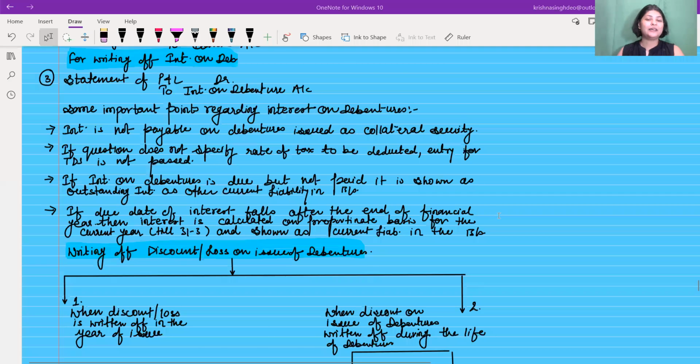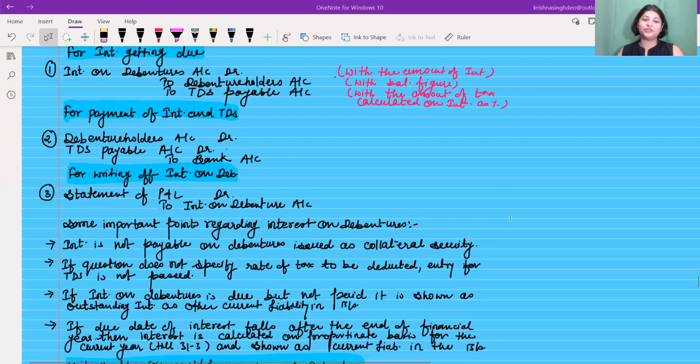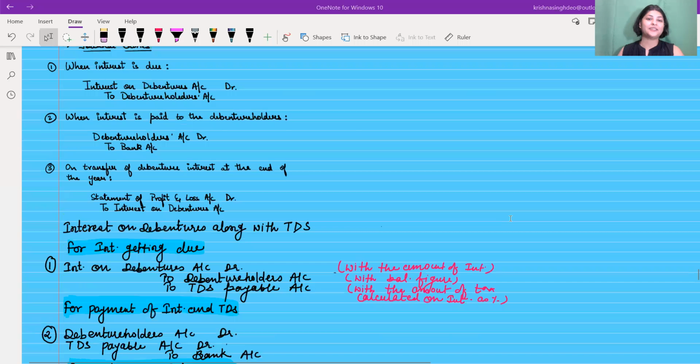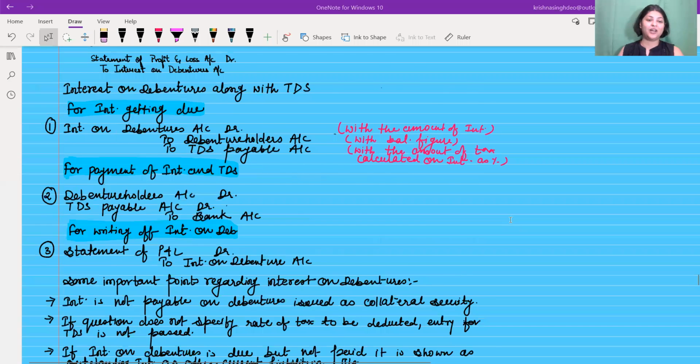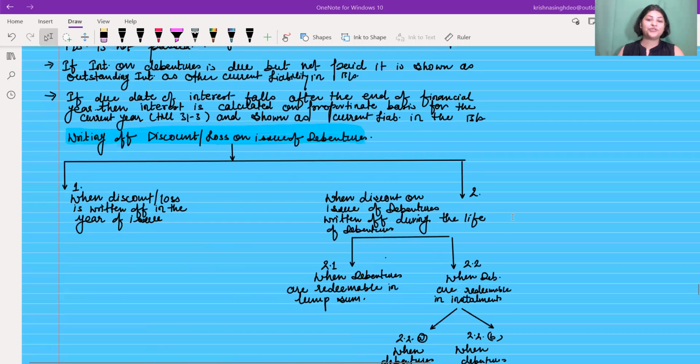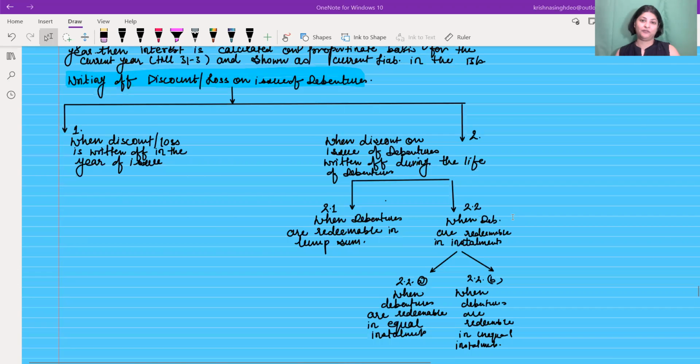Now, how do we write off this loss on issue of debenture? Today we'll be discussing that. So I quickly share my notes with you. Here are my notes on writing off loss on issue of debenture. How do we write off loss on issue of debenture or discount on issue of debenture?